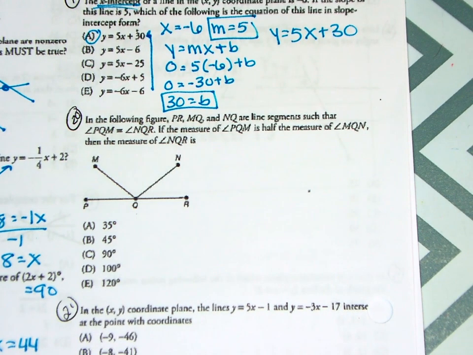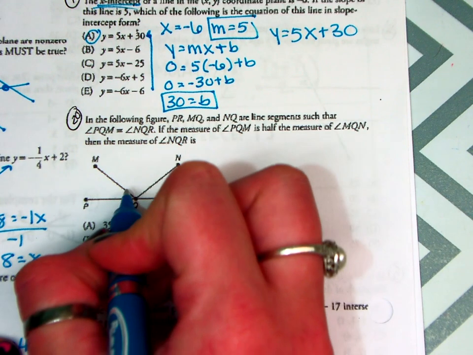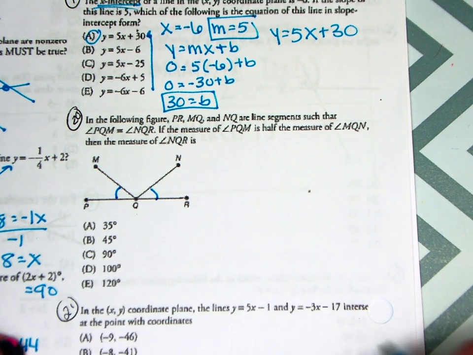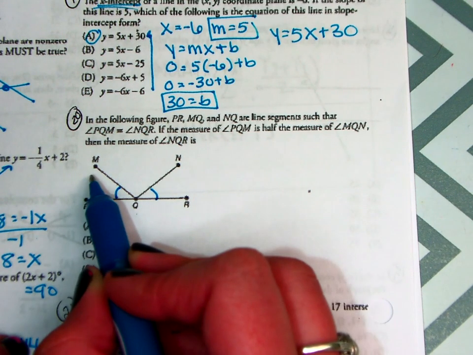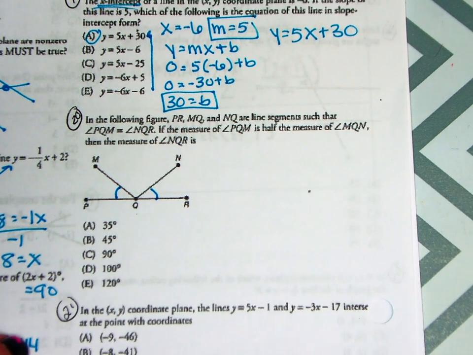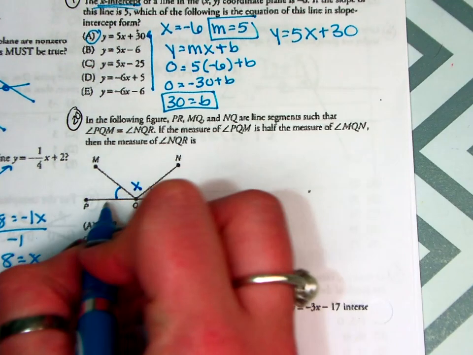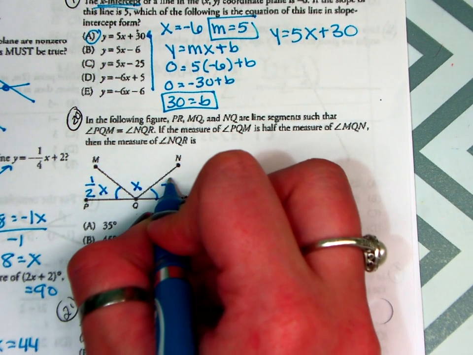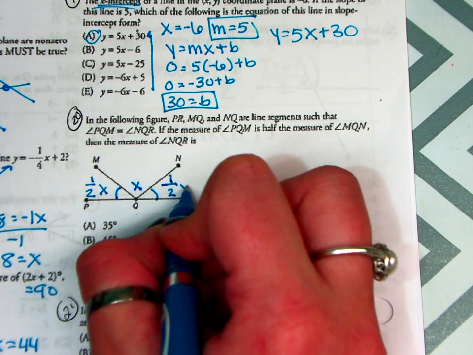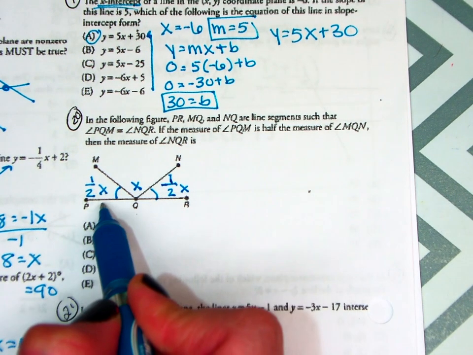All right, in the figure below, we have line segments, and we know that PQM is congruent to NQR. So we know that these two are equal. And the measure of PQM is half the measure of NQN. So that means that this angle here, we don't know what it is, but we know that this measure is half of that. Well, if these two are equal, this is also half of x. We know that they're the same. We know that this is unknown, but we know that this is half of it.